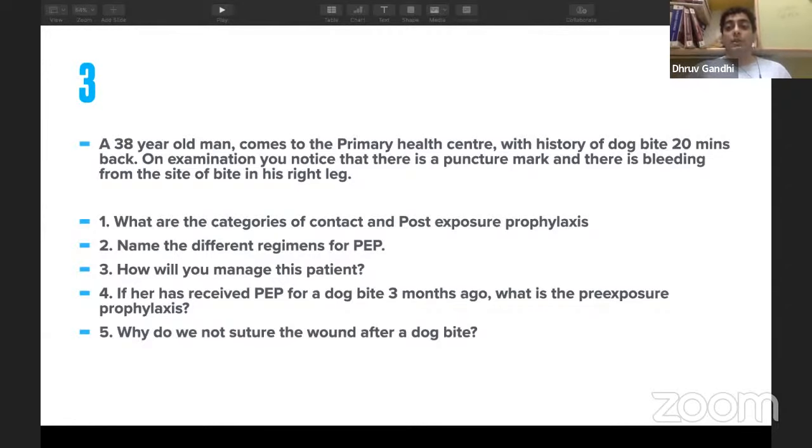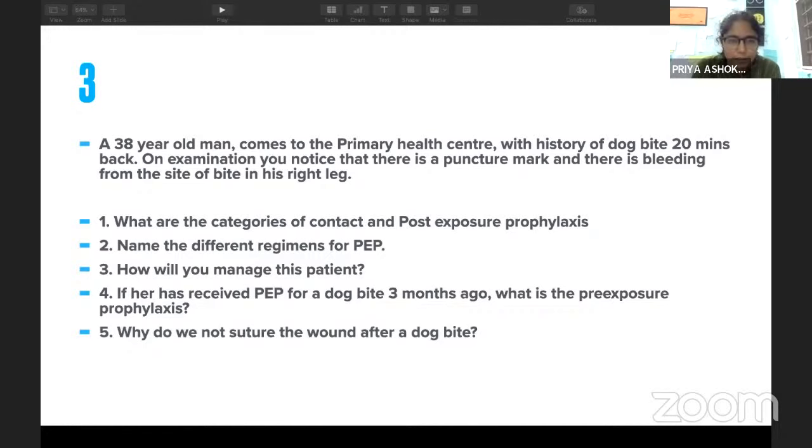You'd give a two dose vaccine regimen on days 0 and 3. Okay, that's right. And next time, we don't suture the wound after a dog bite because that leads to deeper penetration of the virus. Right. So I will give you points for everything here.